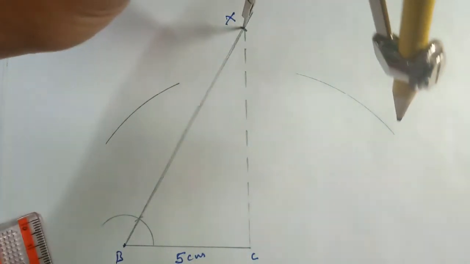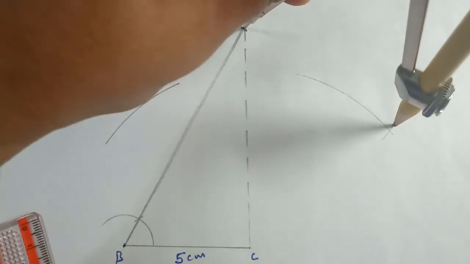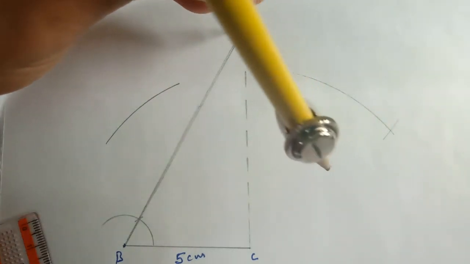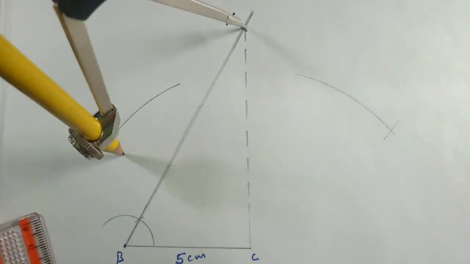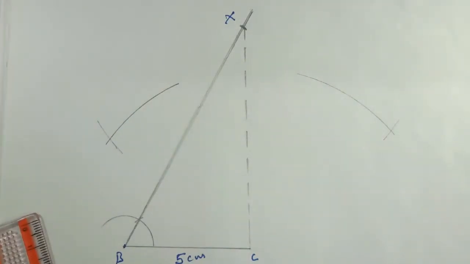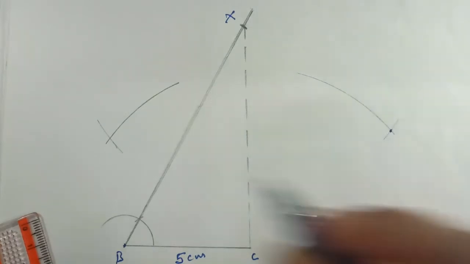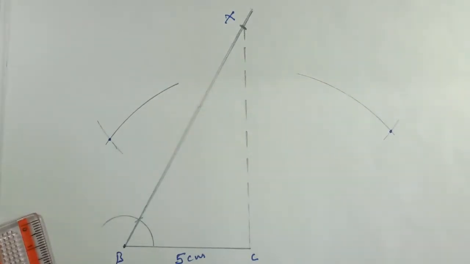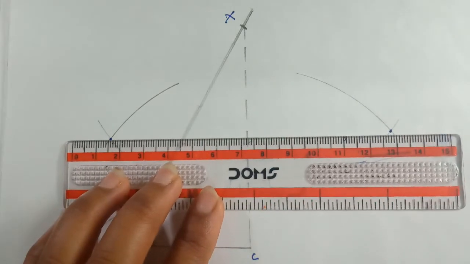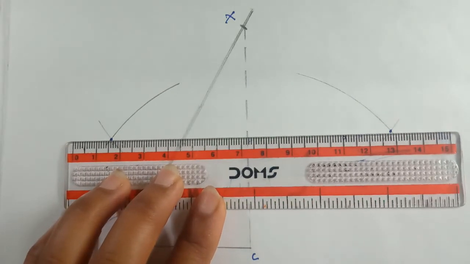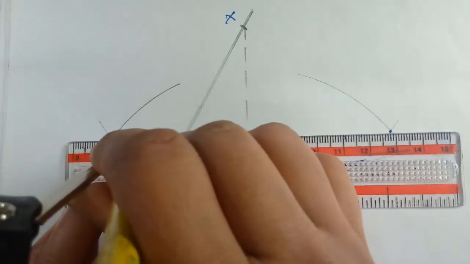Then at the next point X, make a cut at the arc. In the same way on the other side also make a cut. We get two points, one over here and one over there. Join these two points and we will get the perpendicular bisector of the line XC. Draw a dotted line.